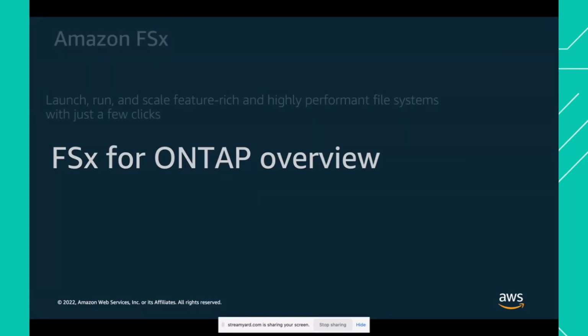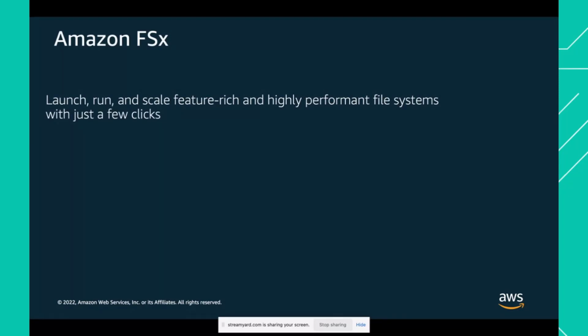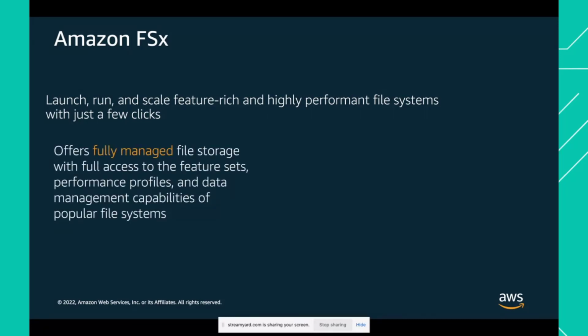All right, so FSx for NetApp ONTAP. So what is Amazon FSx? Amazon FSx is a service that provides a feature-rich, fully managed file system within just a few minutes. You can create these with a few API calls or even just a few clicks from the AWS console. These are fully managed file systems that give you access to a feature-rich file system that we provision for you on your behalf in the AWS cloud.